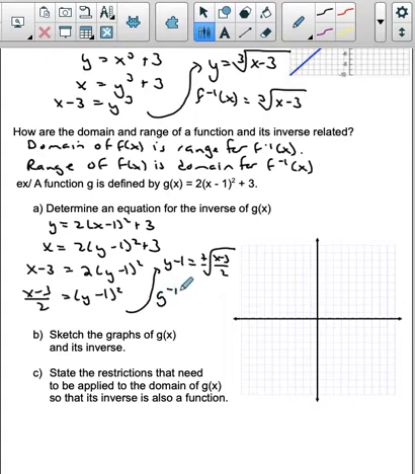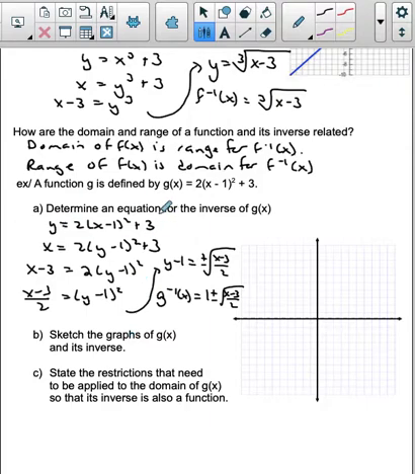In one step, I'm going to replace y and write my equation: 1 plus or minus the root of (x minus 3) over 2. So that's my new equation, and that's all fine and good. I don't really know what that looks like, and I don't really care to think about it to try to graph it. So when I go to graphs, it says sketch the graphs of g(x) and its inverse.